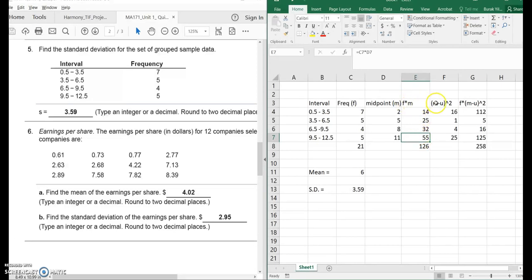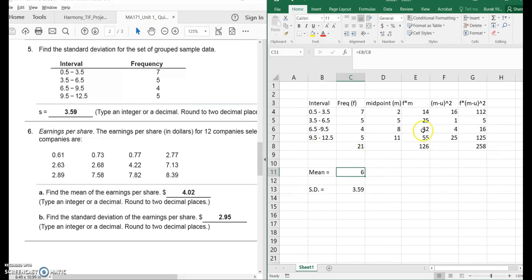And then the next thing we need to do is figure out the mean of this data set. And the mean is the sum of this column, frequency times midpoints, which is 126, divided by the number of data in the set, which is 21. So 126 divided by 21 gives you 6, and that is the mean.